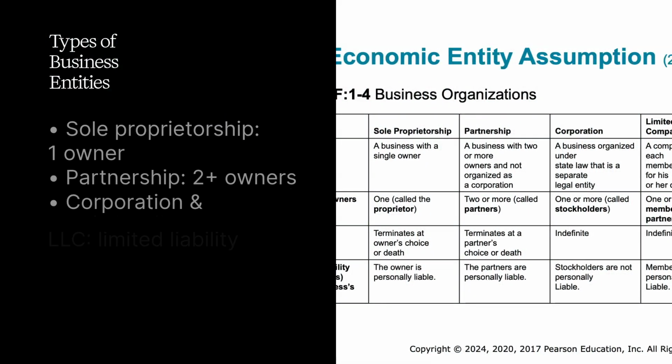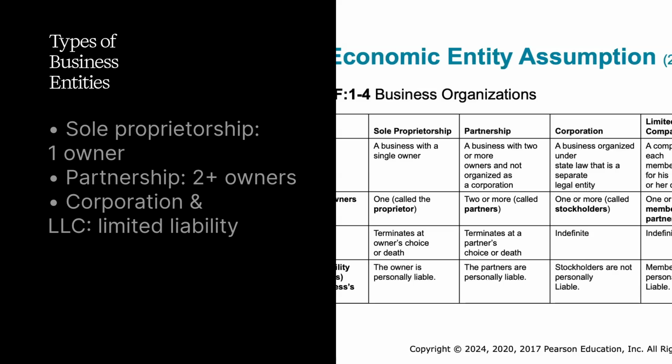So when you do business, you fall under one of these 4 different categories, either sole proprietorship, partnership, corporation, or an LLC. So let's talk about the differences in these, right? So definition, sole proprietorship, a business with a single owner. Partnership, a business with 2 or more owners and not organized as a corporation. Now, you can have different partnerships, right? But you have to have at least, when we're talking about numbers, at least two.